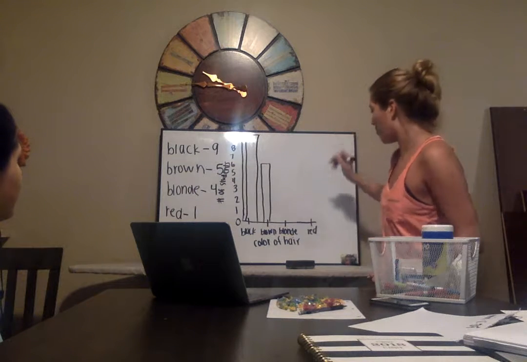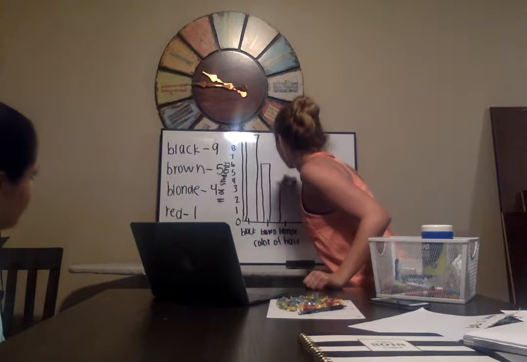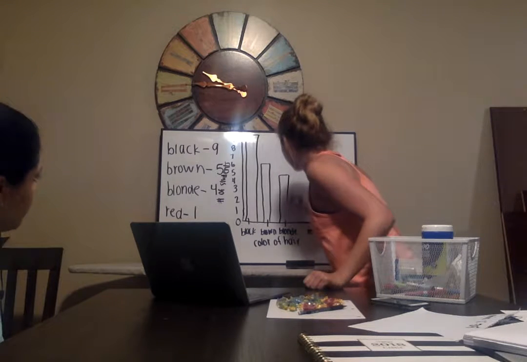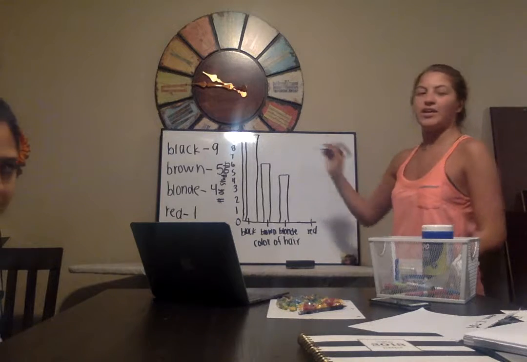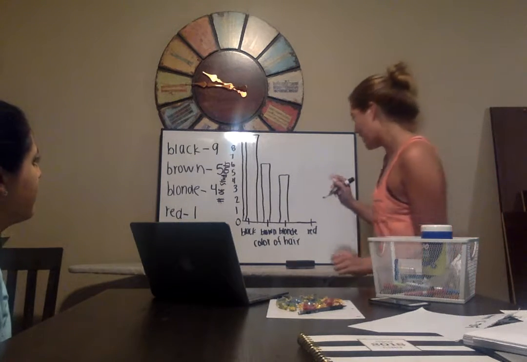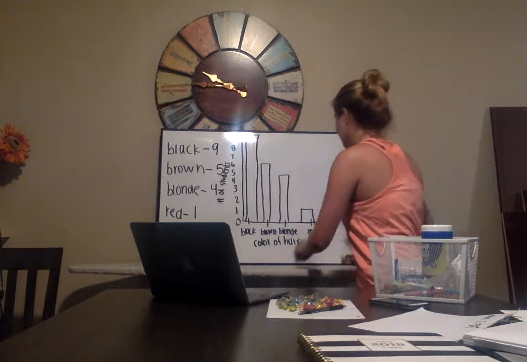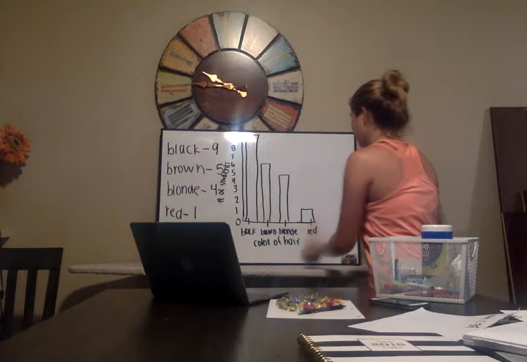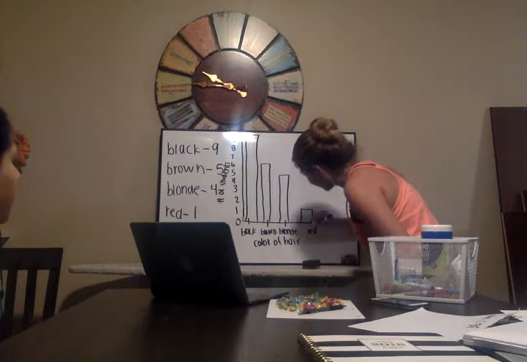Blonde hair is 4. So we reached all the way to 4. And then our last one is red. We only have 1. So let's go all the way to 1. So now we have put all of our data into a bar graph.